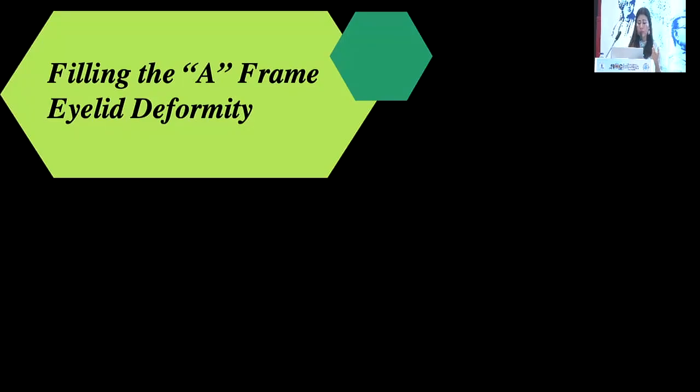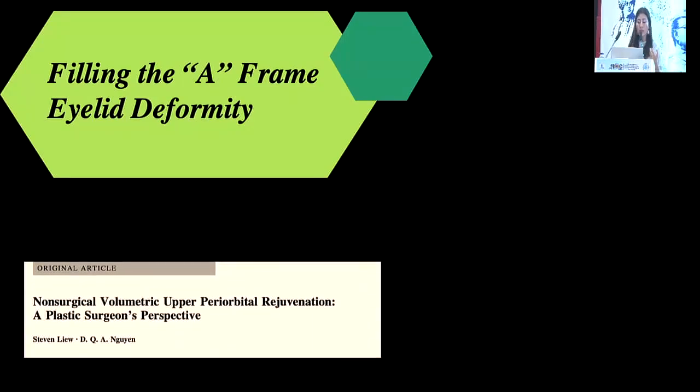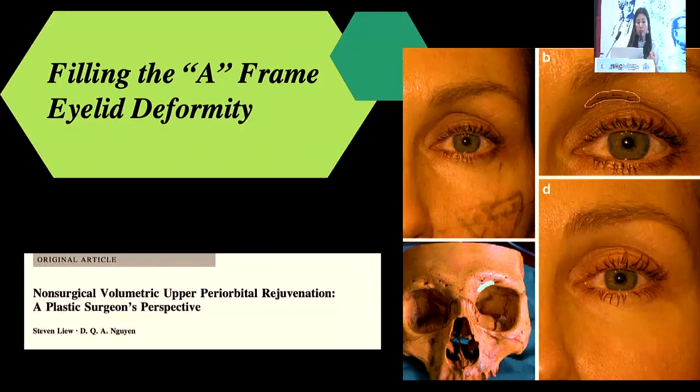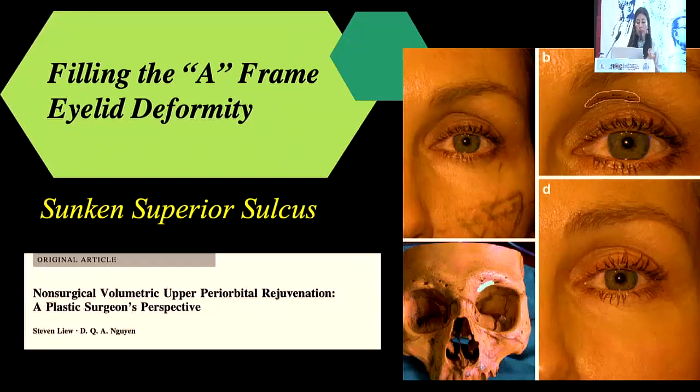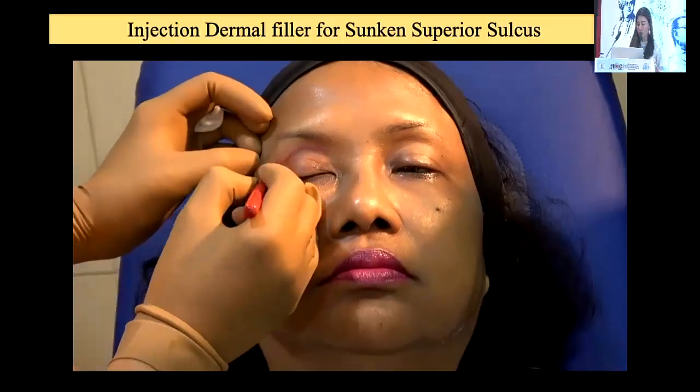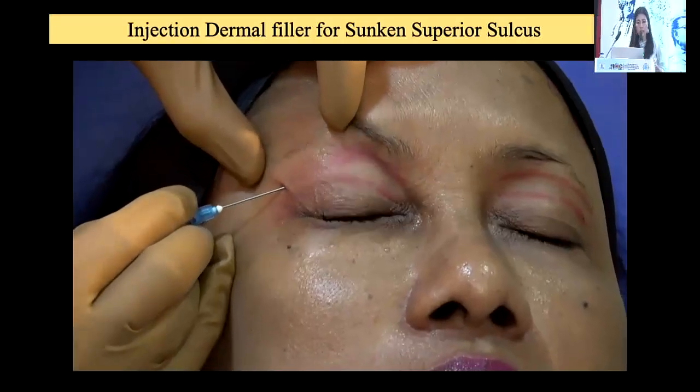Another indication of dermal filler is a correction of the A-frame deformity. What is this A-frame deformity we see in the eyelid? It is a prominent superior sulcus. That is, the superior sulcus becomes much sunken. So I feel the best way of managing this is with dermal filler.